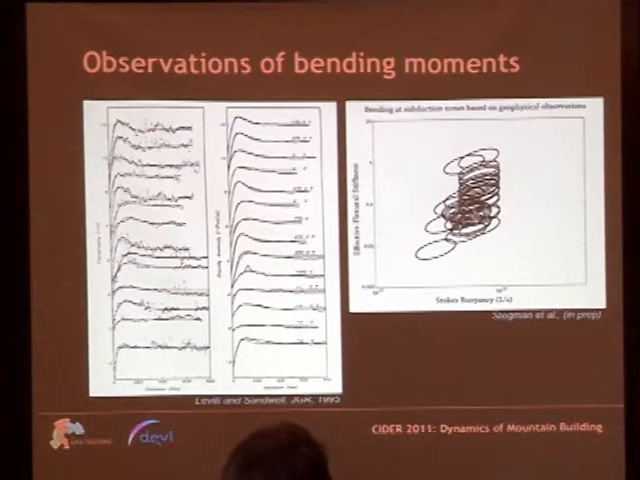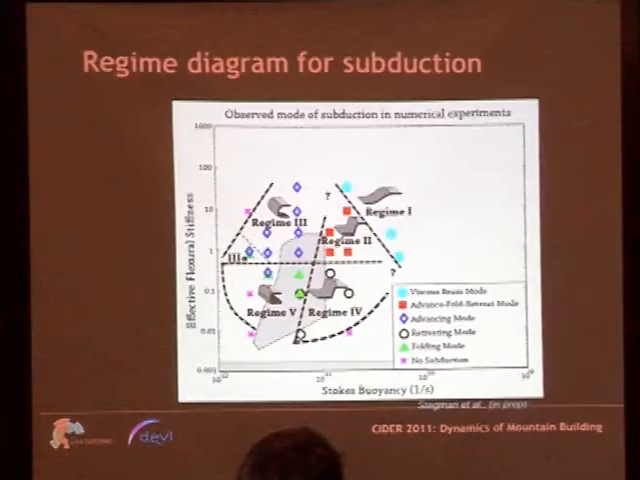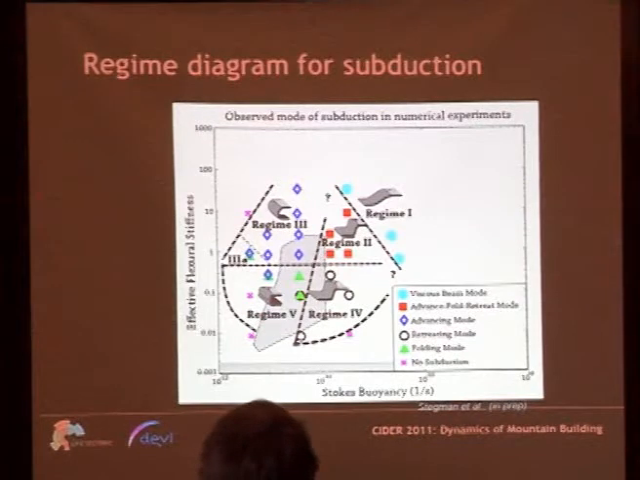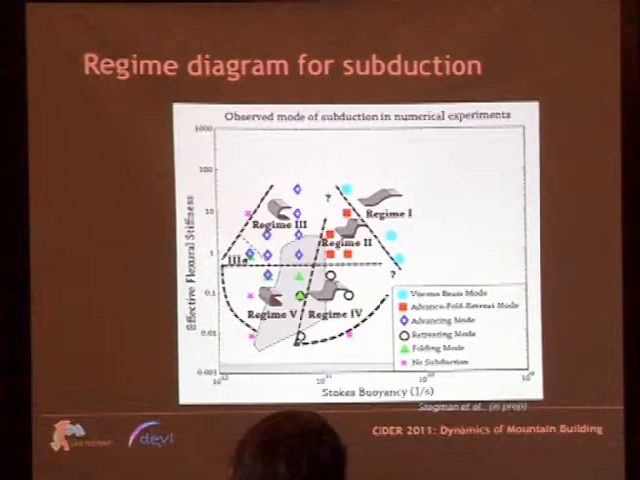And I've converted that into a shaded region, which I could plot on my regime diagram and say, oh, well, look at that. Yeah, exactly right, Alan. Depending where you are on the Earth, you could get any one of these behaviors. But for the most part, we see a lot of things happening right at this boundary between the folding mode and the retreating mode.